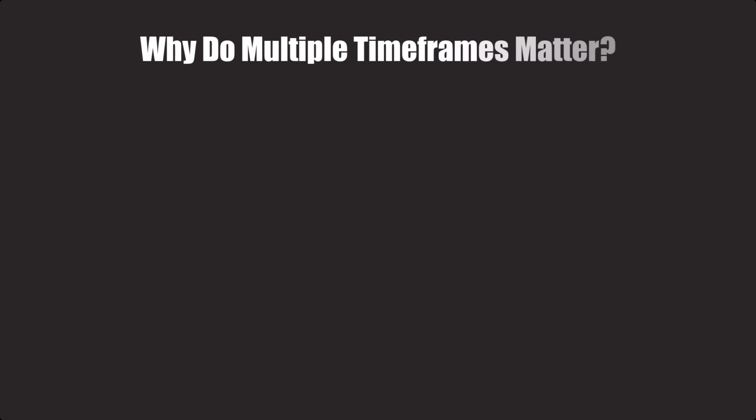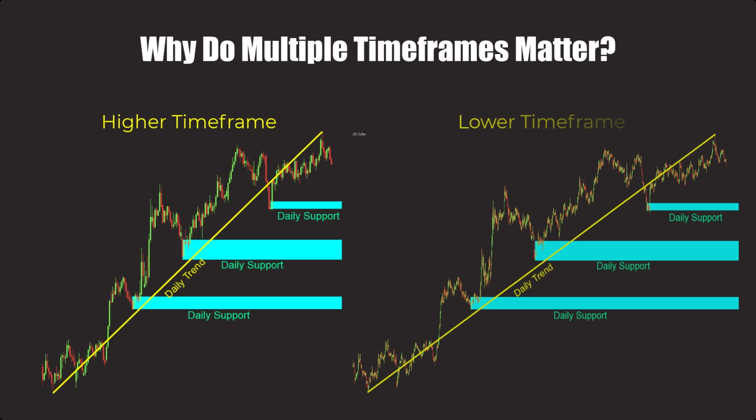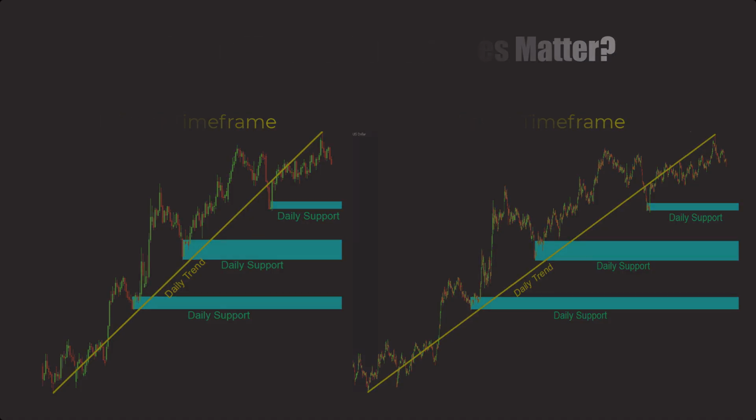Trading on just one time frame can give you a very limited view of the market. Imagine looking at a chart through a keyhole. You only see a small piece. But when you combine higher and lower time frames, you get the full picture. The higher time frame shows you the bigger trend and key levels of support and resistance. The lower time frame shows you the precise moment to get in or out. Together, they give you both direction and timing.